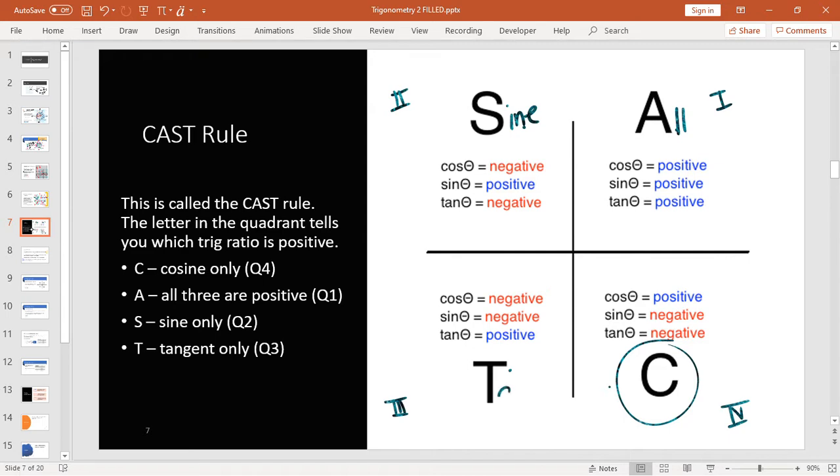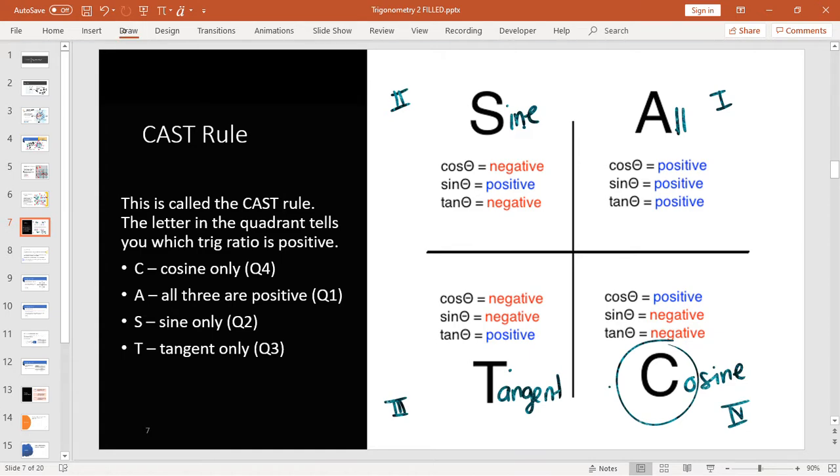T stands for tangent. So in quadrant 3, which is between 180 and 270, you're going to have a positive tangent ratio, whereas sine and cosine will be negative. And C, of course, is cosine. And that means in quadrant 4, you're going to have a positive cosine, and the other two ratios will be negative.